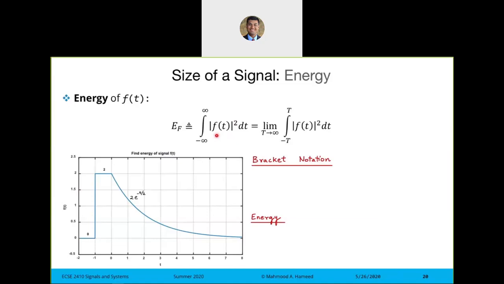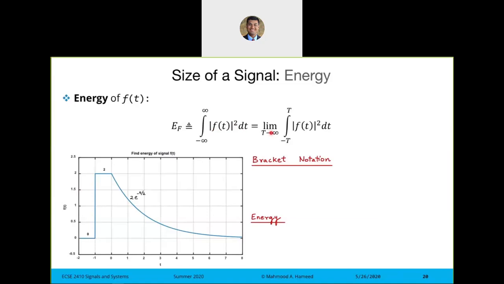F of t can be real, can also be complex. So that's another way of classifying a signal: real valued versus complex valued. If it is real valued or complex valued, the first thing that you would do is take the magnitude of that and square those values and then integrate it over all time.